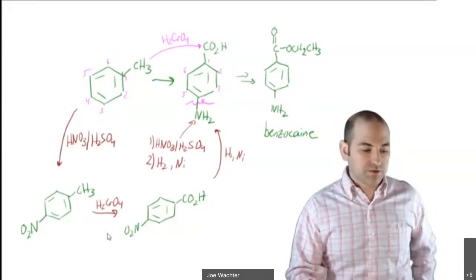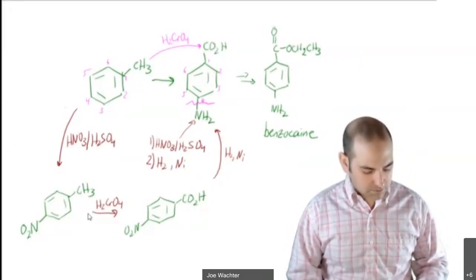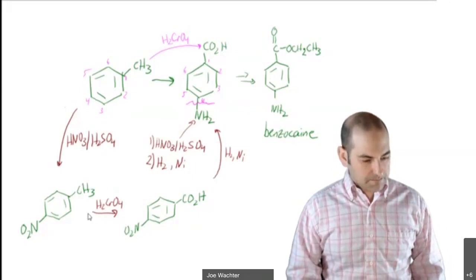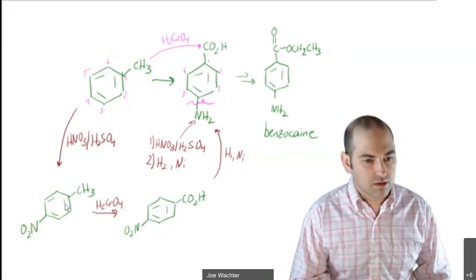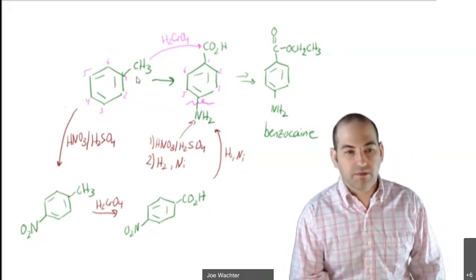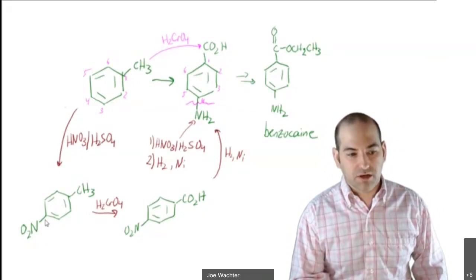Question. So electron withdrawing groups goes before electron donating groups. What do you mean goes before? In this case, well, the only thing you have to worry about with electron donating versus electron withdrawing is the directing ability on the benzene. So in this case, we have an electron donating group. There's no electrons there, but methyl is considered electron donating. So that means that we're going to have ortho-para selectivity when we add our nitro group here. So that's why we want to do that first.